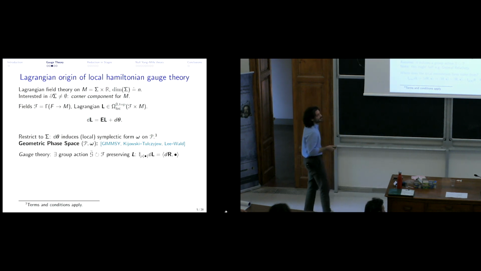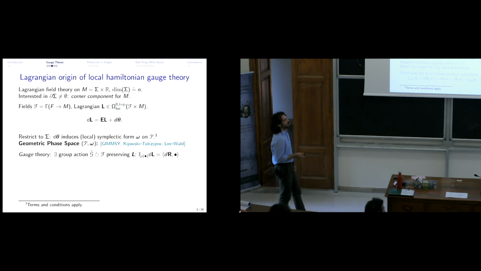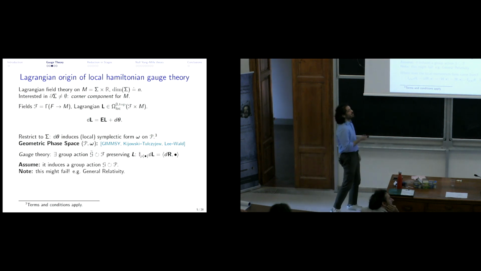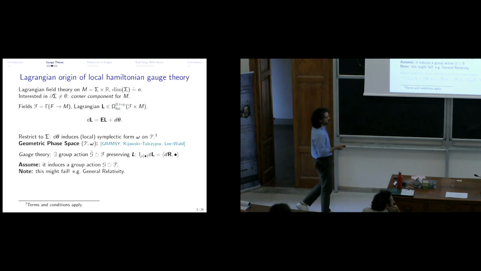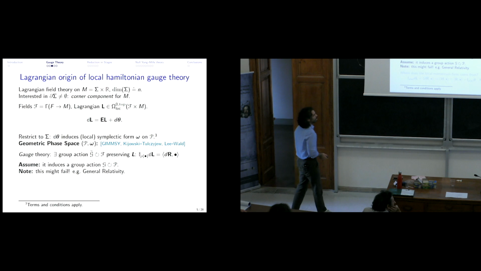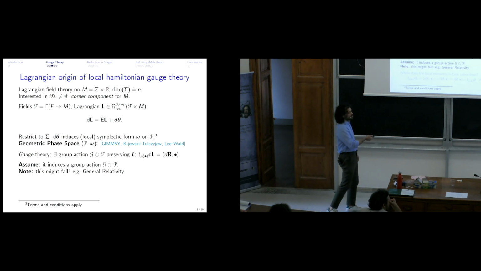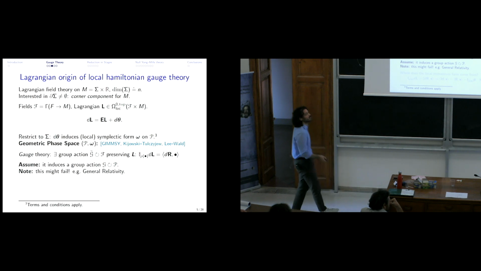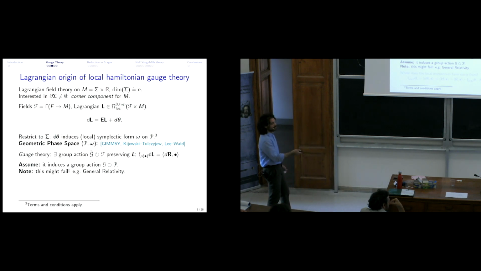If you have a gauge symmetry, that means you have a group action on F preserving this Lagrangian density in this sense. You may assume, this is not always the case, but you may assume that this group action restricts to fields over sigma. Okay, so obviously there are things to be checked, but in many cases of interest, this holds.